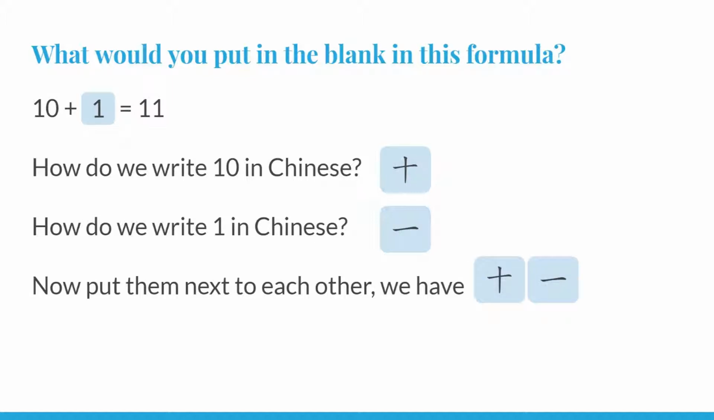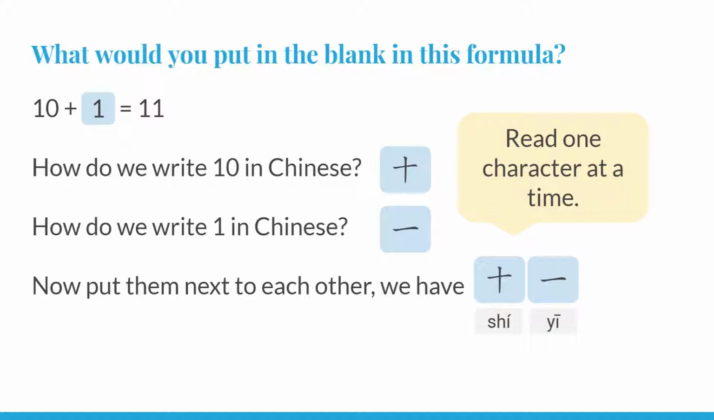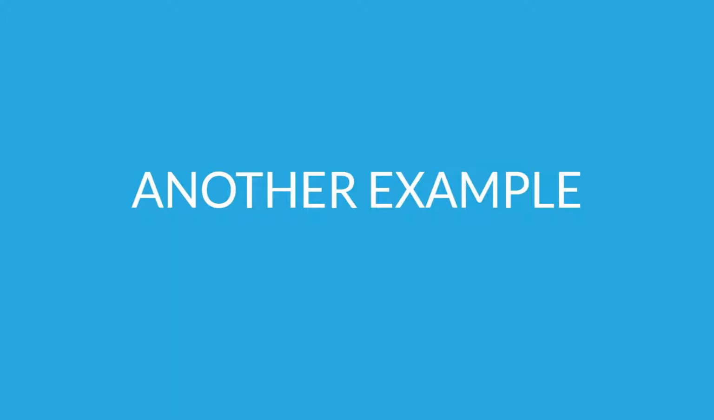How do we read this word? We read one character at a time. So this reads 十一, 十一, which means 11. This is an important concept as most of our words have 2 syllables. We do have words that are simply one character like the ones we have learned so far. The awesome thing about it is that the pinyin does not change. You simply read one character at a time. How cool is that? Let's look at another example.